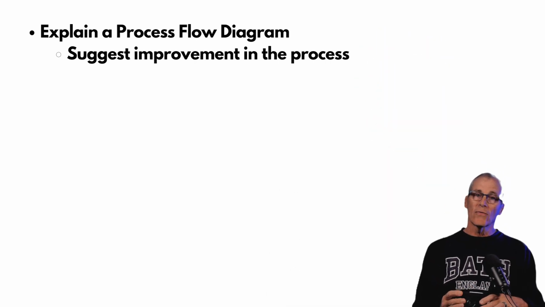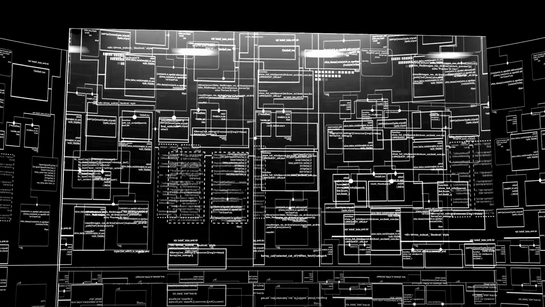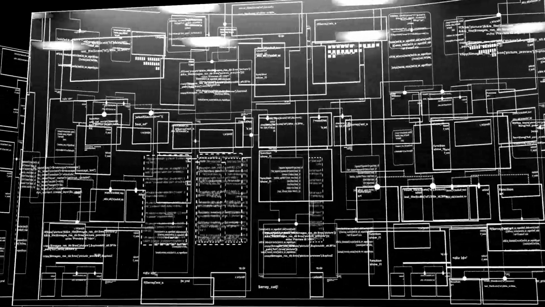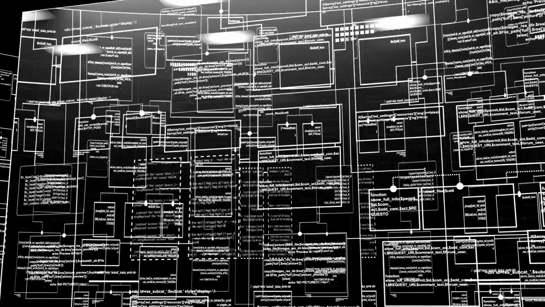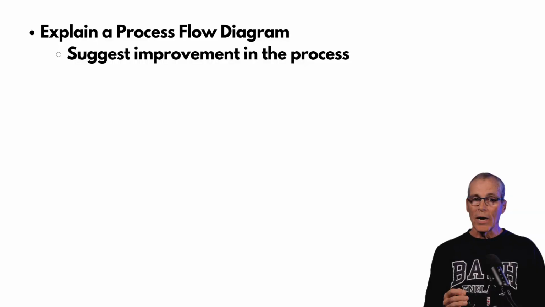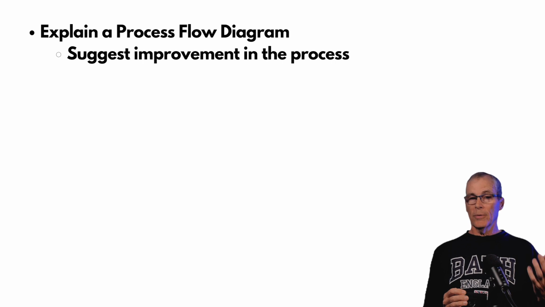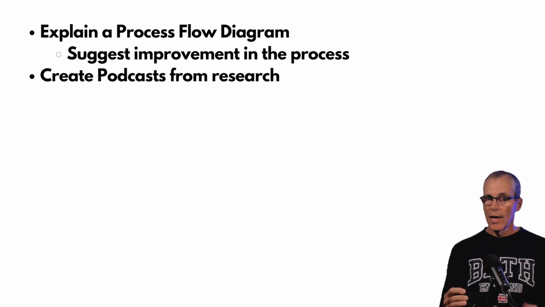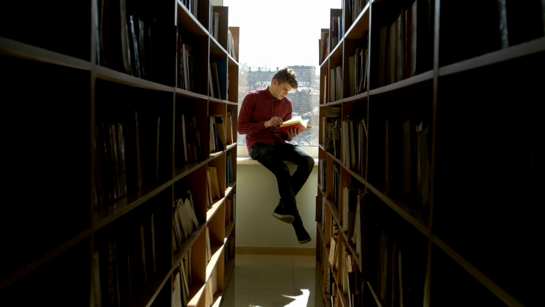The first thing I did was ask ChatGPT to explain a process flow diagram, and I'll talk to you about all the things that we're going to cover today, and just let you know what to stick around for. I asked it to basically tell me what it was looking at and then suggest improvements in the process. Then, creating podcasts from research materials.